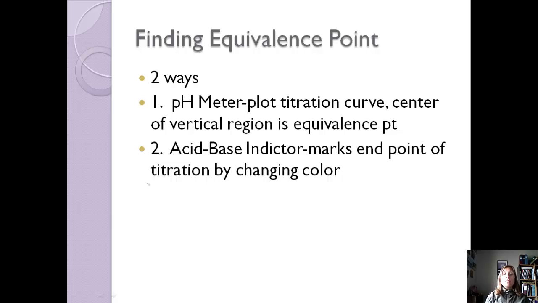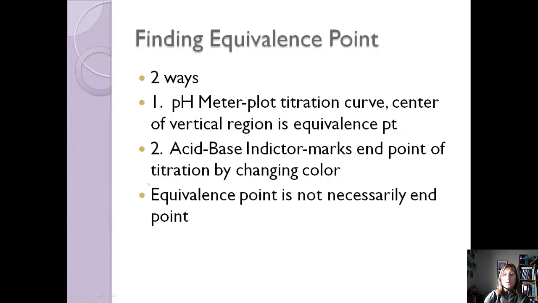The second way is to use an acid-base indicator. This marks what's called the end point of our titration by changing color. Now, end point is not the same thing as equivalence point. End point is where the indicator will change color, indicating a change from acid to base, but it won't necessarily be the same pH point as the equivalence point. And so you have to be very careful in your selection of an indicator.